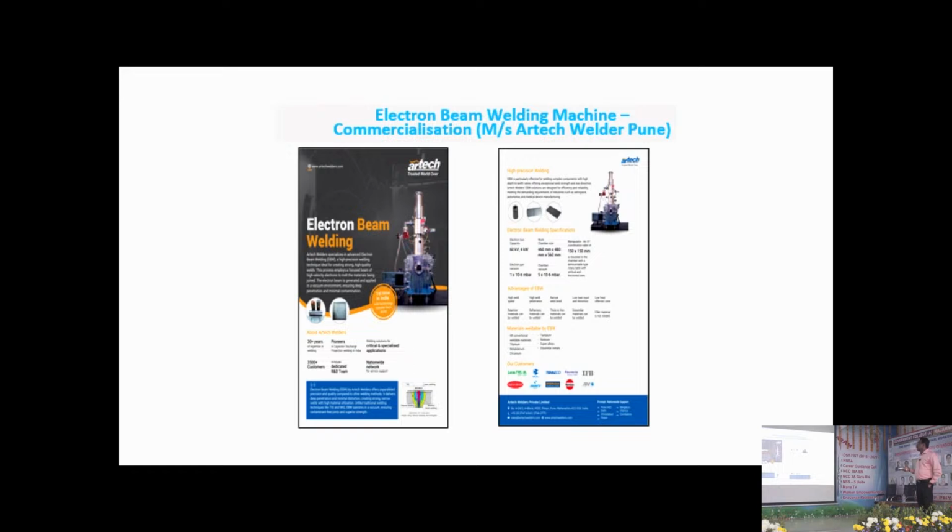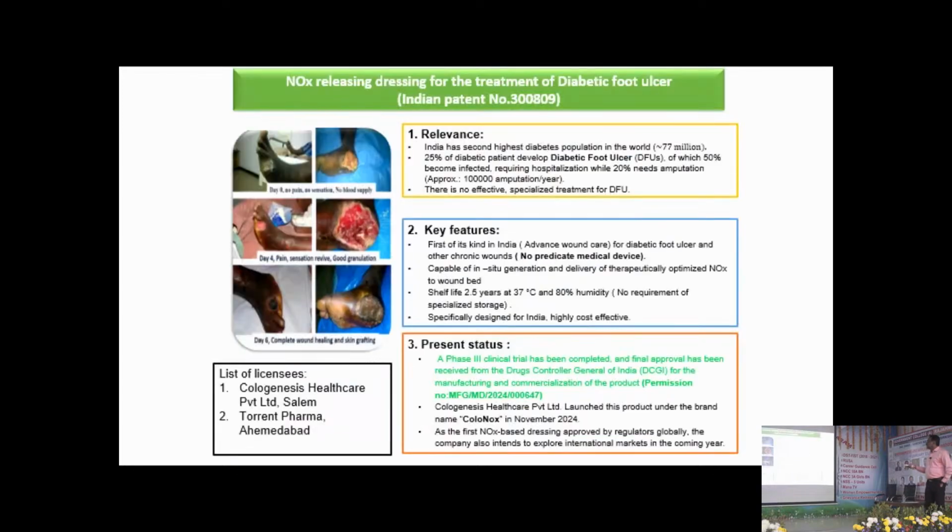See, this is one example where this electron beam welding machine was made by a company, Artec. They sell it, and the BRC logo will be there somewhere, and they publish. This is a recent release by Cologenesis, this company. They have used our nitrogen dioxide releasing dressing. This nitrogen dioxide has healing properties and a lot of rejuvenation properties. This irradiated polymer can be used, and this is a very novel technology from BRC.